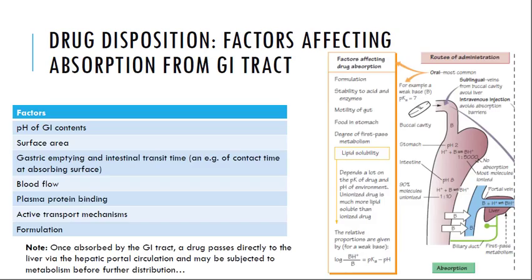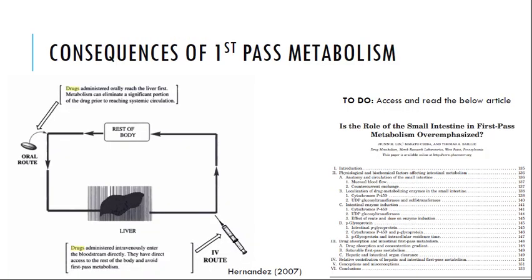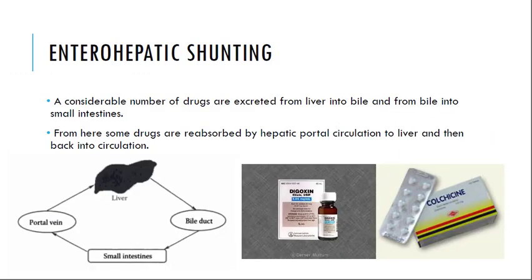Factors that affect absorption of drugs from the GI tract, if you just remember some of the factors, that will be quite good. What is hepatic first-pass metabolism? What is bioavailability? You may have to tell me in Assessment 1. What is first-pass metabolism? What are the consequences of that for bioavailability? You may have to tell me.